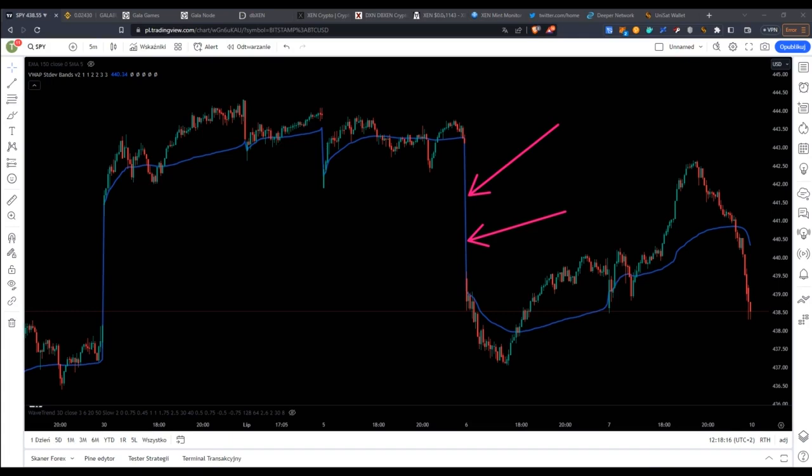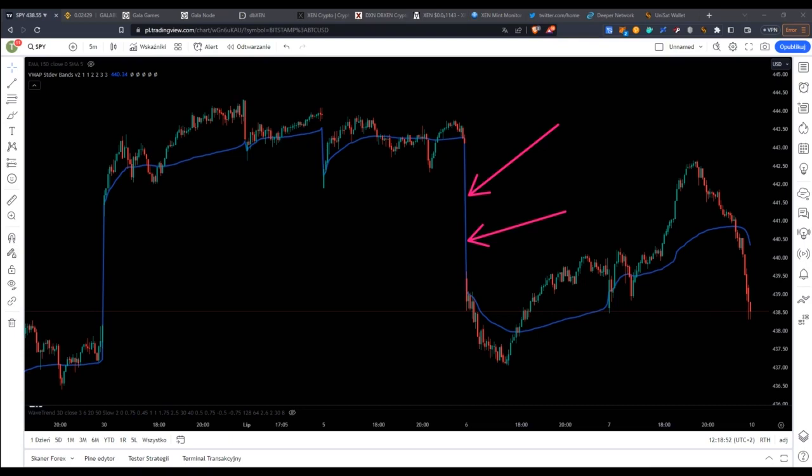VWAP is commonly used by institutional traders and algorithmic trading systems to assess the average price levels at which they can execute their trades. In other words, in the perfect world, the big guys want to sell well above the VWAP and they want to buy below, they want to be filled below. That could be the thing that lets them execute their trades in a proper way.